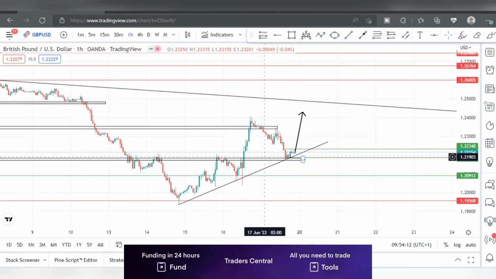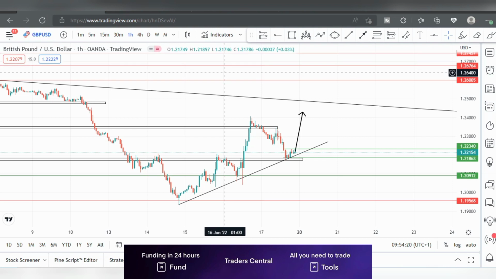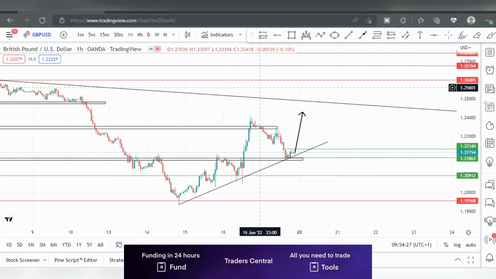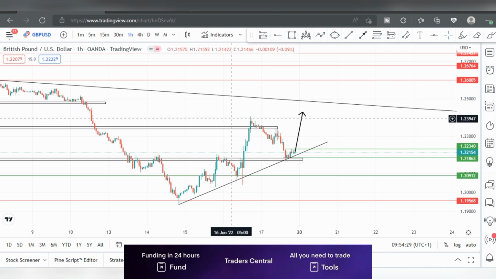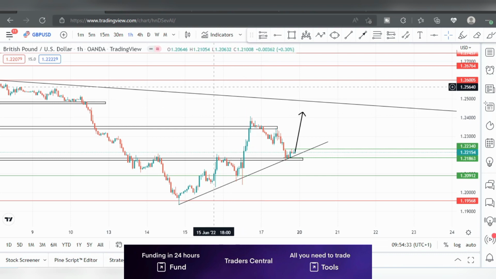And again, this is what I expect to see on GBP/USD. So most of those pairs that are against the US dollar, I'm expecting them to be bullish, just like gold, EUR/USD, and now GBP/USD. So this basically has been my trade for GBP/USD.